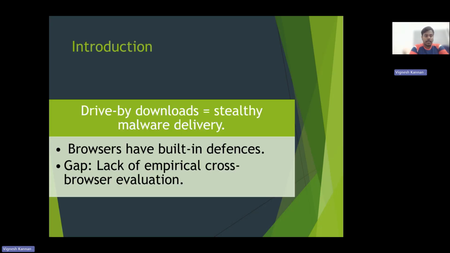And the next slide would be the introduction part. So basically, a drive-by-download attack happens when malicious code is downloaded onto a user's device without their consent, often by simply visiting a compromised website. Browsers are our first line of defense, but their effectiveness varies depending on security features, updates, and configurations.